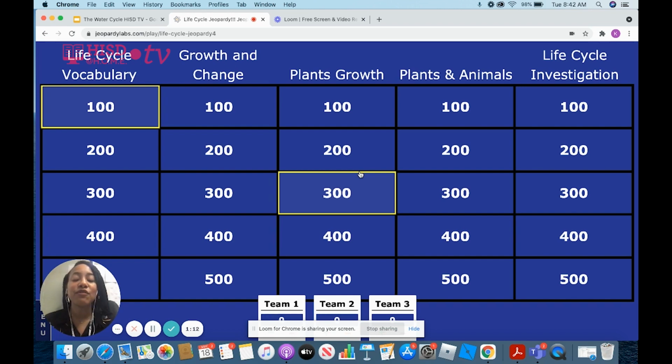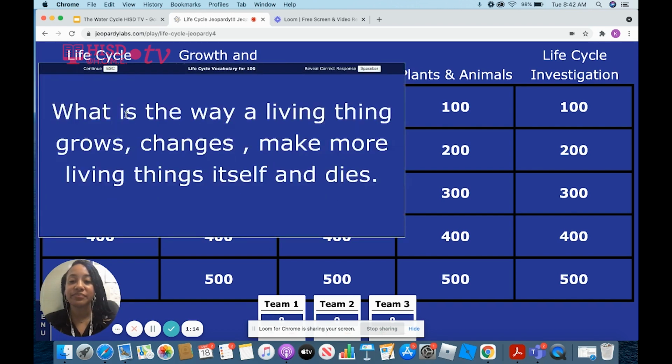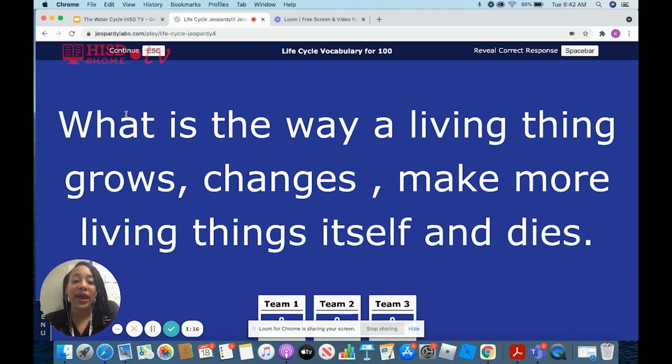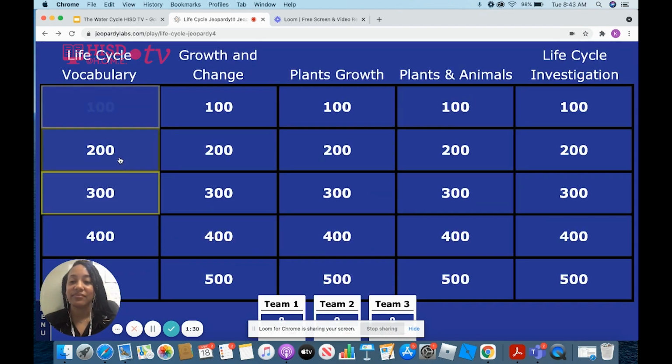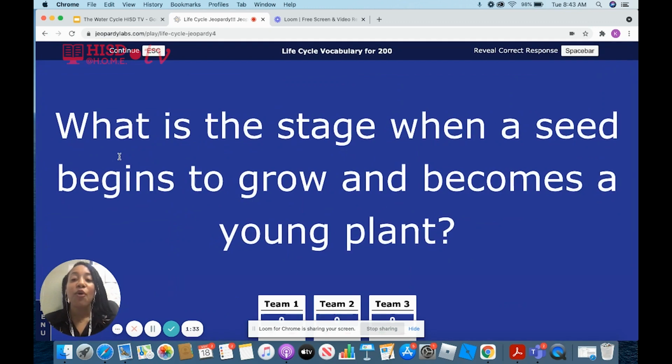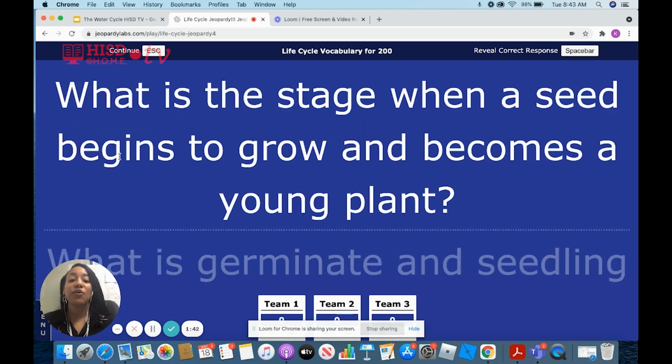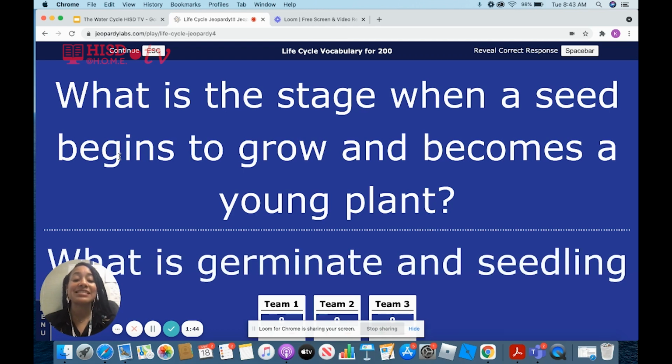So life cycle vocabulary for 100. What is the way a living thing grows, changes, and makes more living things itself and dies? That is called a life cycle. 200. What is the stage when a seed begins to grow and becomes a young plant? Correct again. That stage is called seedling.